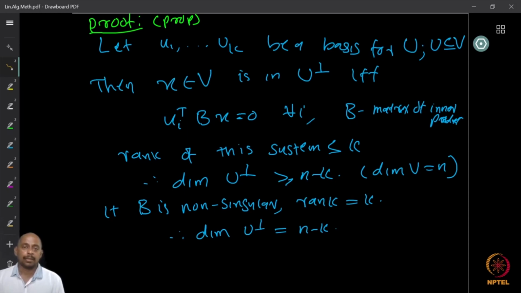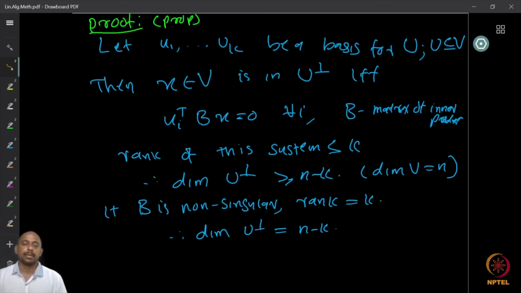Now, let us prove the proposition that we had earlier: if u1 to uk is a basis for U, where U is a subspace of V, then an element x of V is orthogonal to U, that is, it is in U perp, if and only if ui transpose Bx is equal to 0, where B is the matrix representation of the inner product.